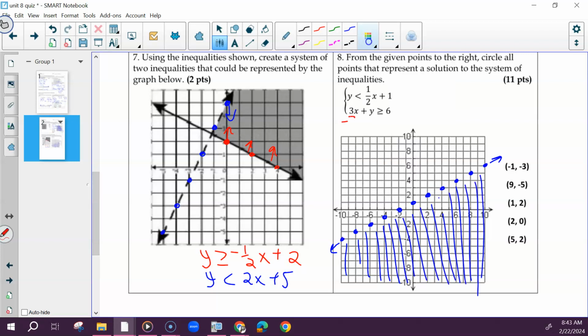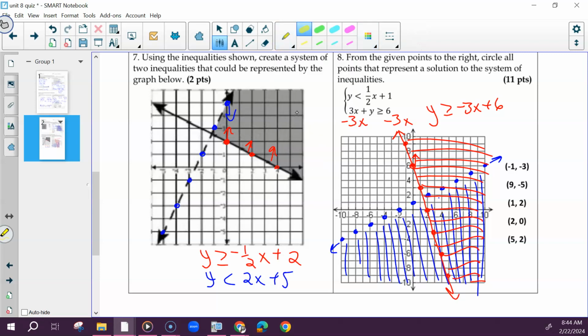And then the other one we had to solve, get it back in slope-intercept form. Starting at 6, the slope is -3, so up 3 to the left one, down 3 to the right one. That was a solid line, and that one was shaded above, so everything to the right. So the overlapping section would have been here.